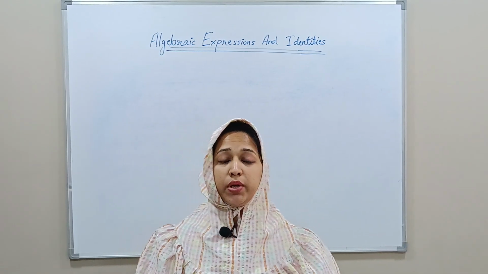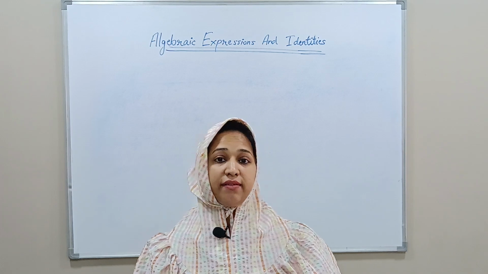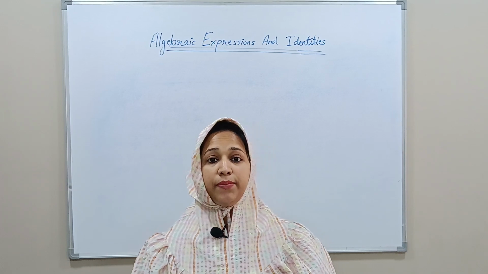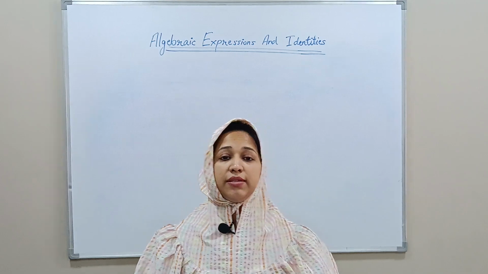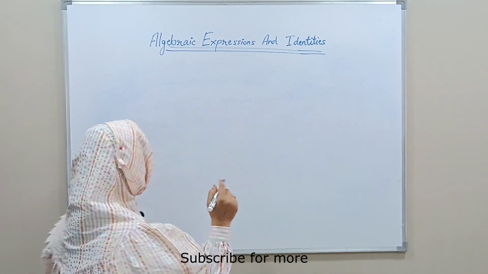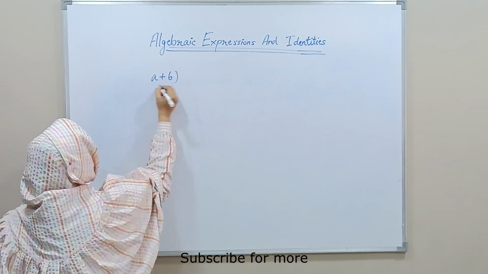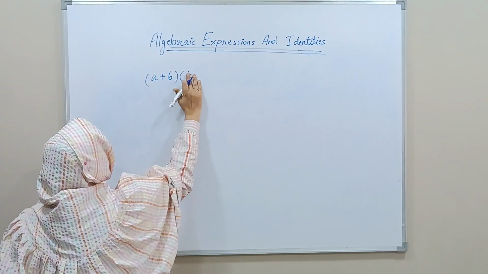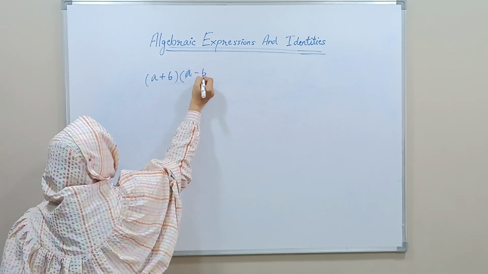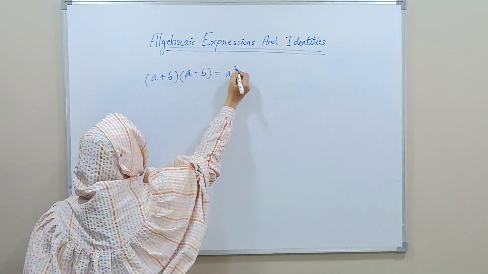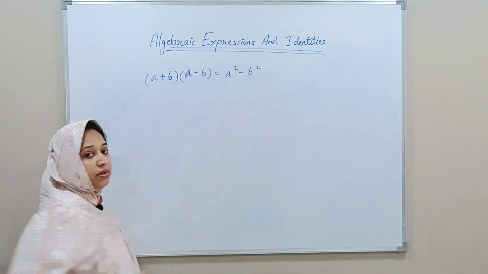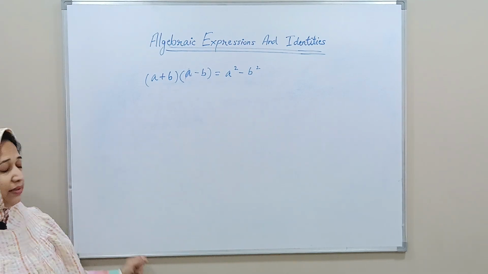In this video we will learn how to use the third standard identity, that is (a plus b) into (a minus b) is equal to a square minus b square. The third standard identity says that (a plus b) into (a minus b) is equal to a square minus b square. Let us take an example and understand.